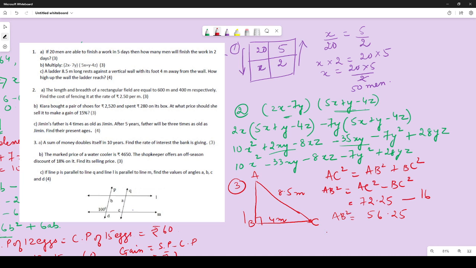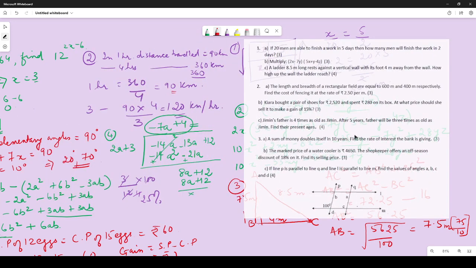AB square is this. Now AB will be equal to square root of 5625 by 100. When you calculate, you will find that 5625 is the square of 75, and 100 is the square of 10. So this will be 75 by 10, and that ultimately adds up to 7.5 meters. So this distance will be 7.5 meters. Now let us come to the next question.